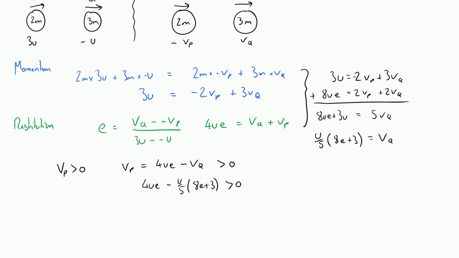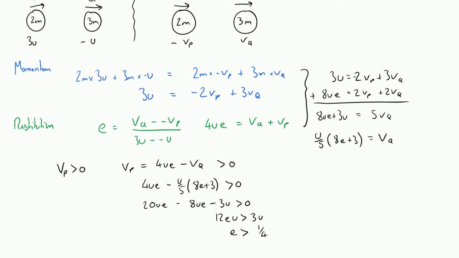Multiply through by 5, and I've got 20ue minus 8ue minus 3u, which is going to be greater than 0, which tells me that 12ue has to be greater than 3u, and dividing through by 12u says that e must be greater than a quarter.